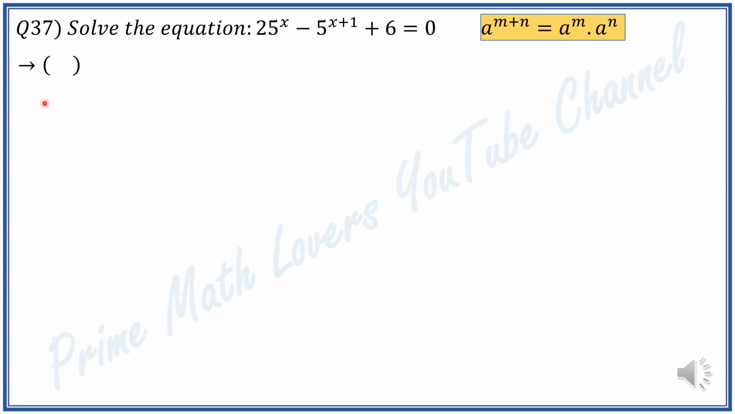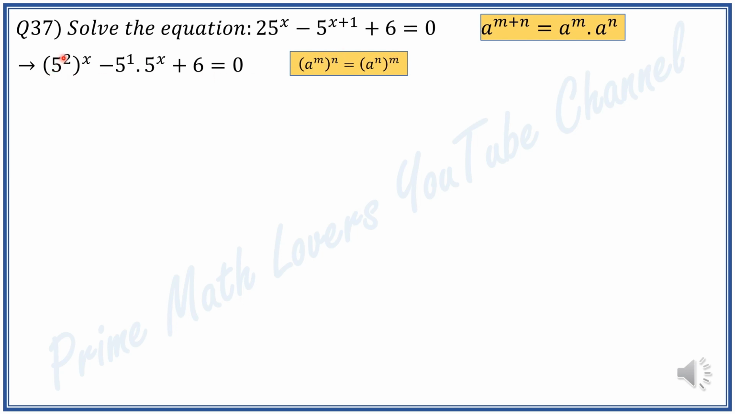So we rewrite the equation as 5 to the power of 2x minus 5 to the power of 1 times 5 to the power of x plus 6 is equal to 0. 5 to the power of 1 is 5. And also there is another rule that states that a to the power of m to the power of n is equal to a to the power of n to the power of m. We can swap the powers.